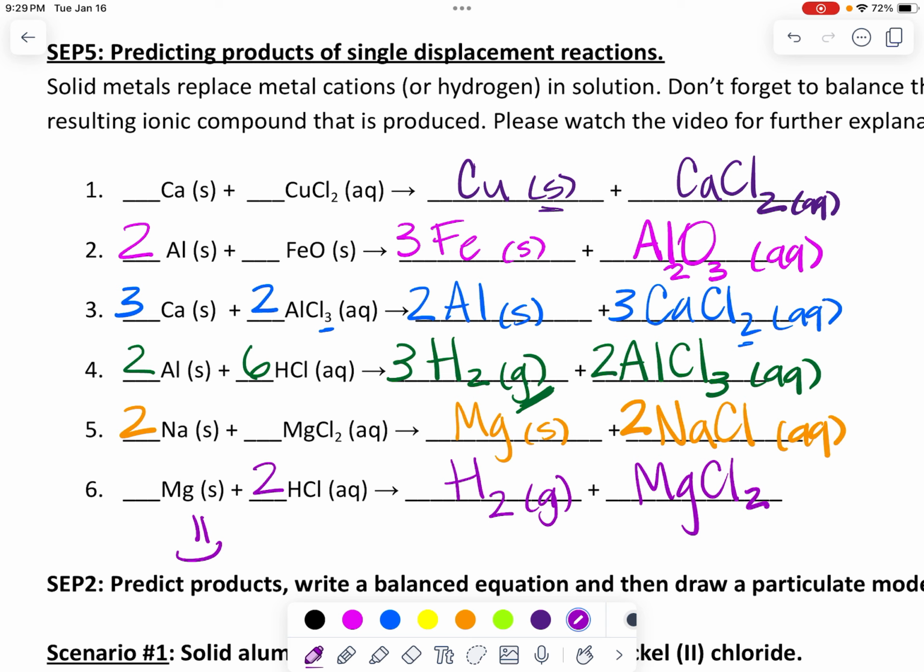All right, hope that helps. Hope that makes good sense for you now. And if it does, move on to the second part, which is predicting products. Again, you'll get a little bit more practice writing those equations, but then we're going to focus in the second part on drawing those particulate models.